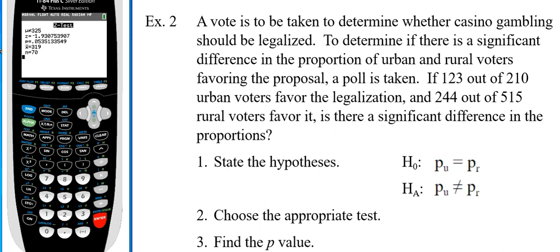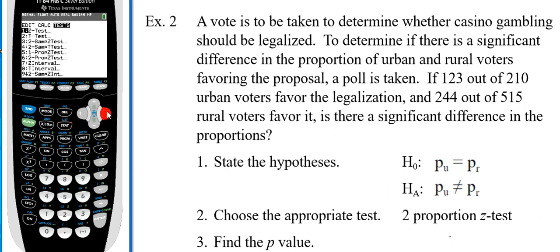So once our hypotheses are set up, choose the appropriate test. Well, since we're comparing two different proportions, the percentage of urban, percentage of rural voters who favor this, we're going to use a two-proportion z-test. Okay, let's do our test. So from here on out, we can grab our calculator, press the stat key, go to tests. The two-proportion z-test looks like the sixth choice.